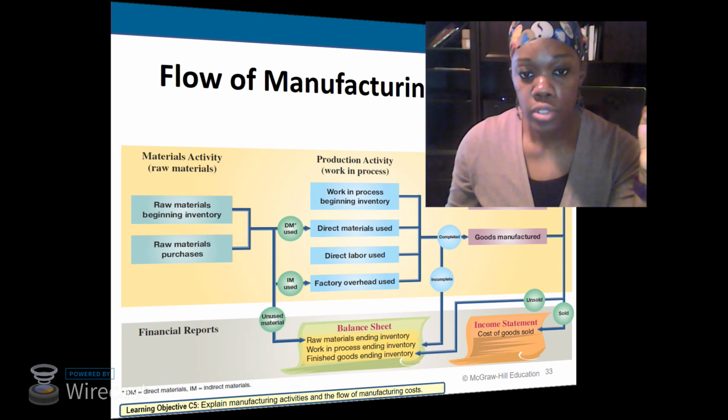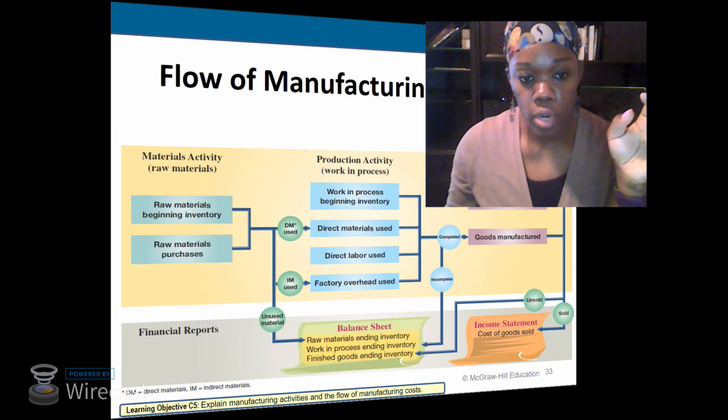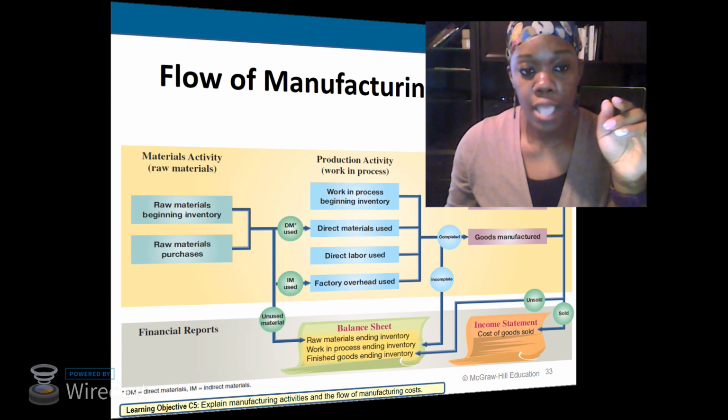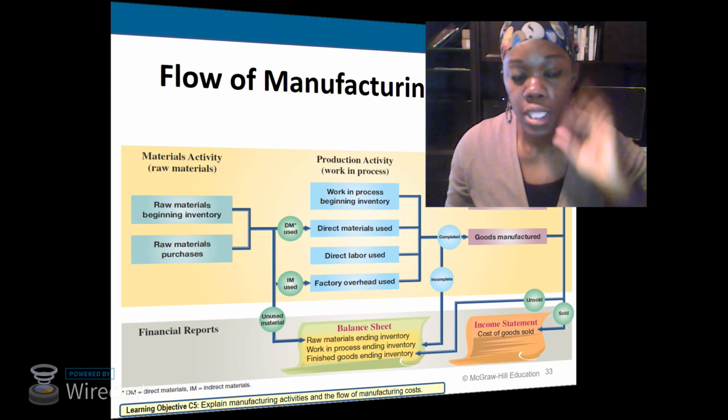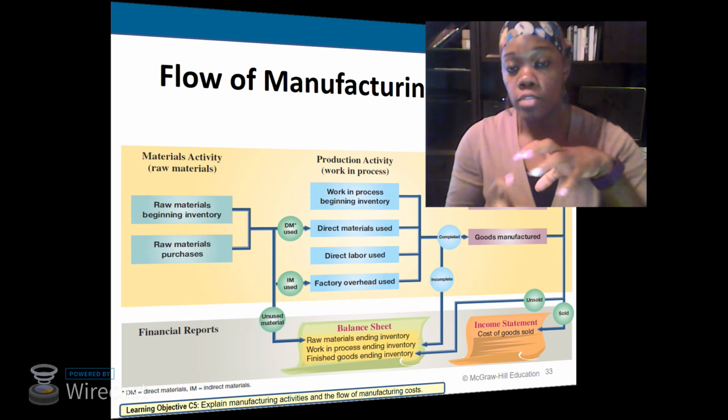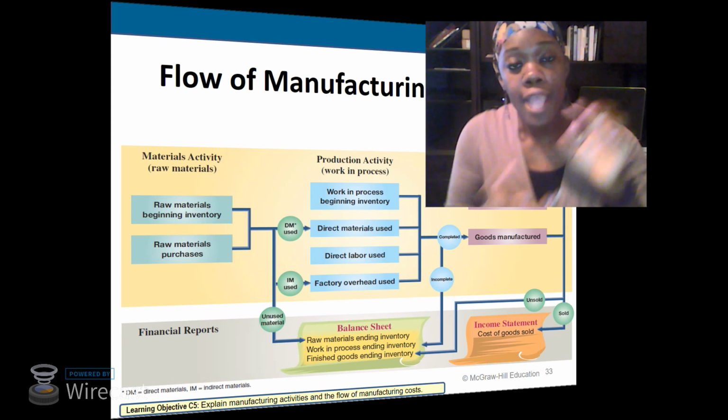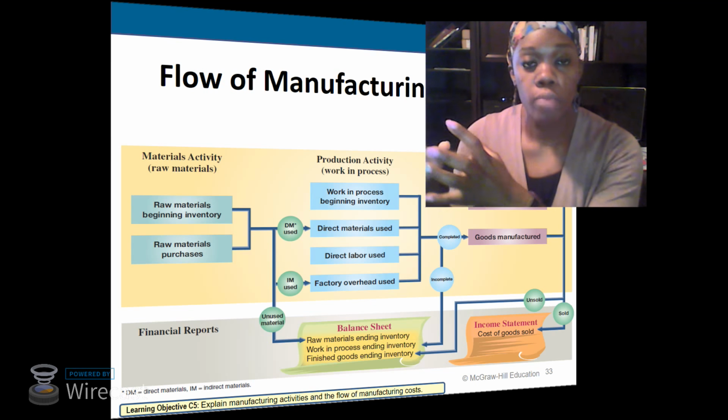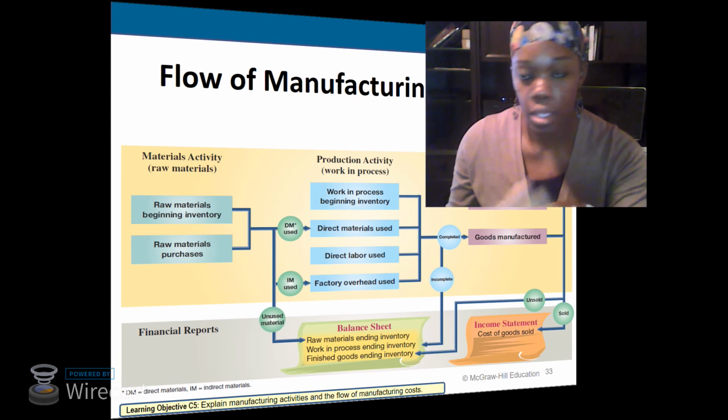All right, and so what you'll see, and we'll probably see it a little bit more in the next chapter, is that the indirect materials and the indirect labor go into factory overhead first, and then we take it all over to work in process together. And we'll talk about that a little bit later.